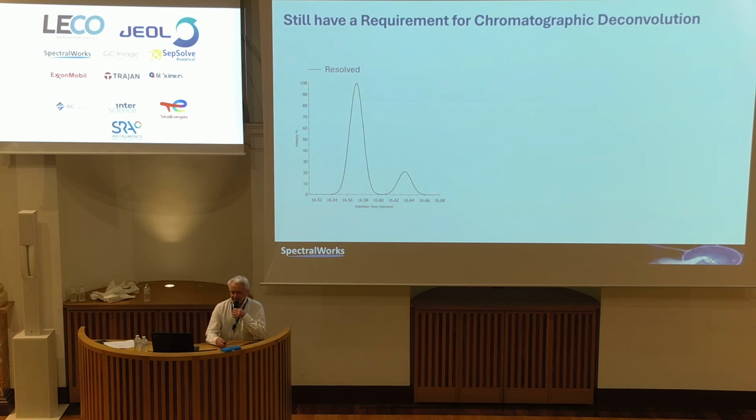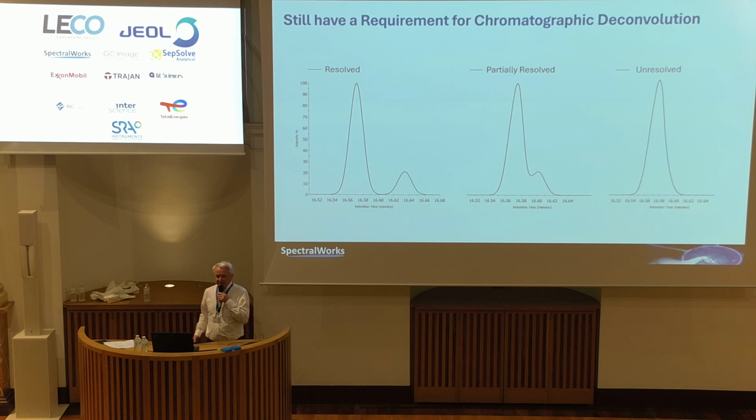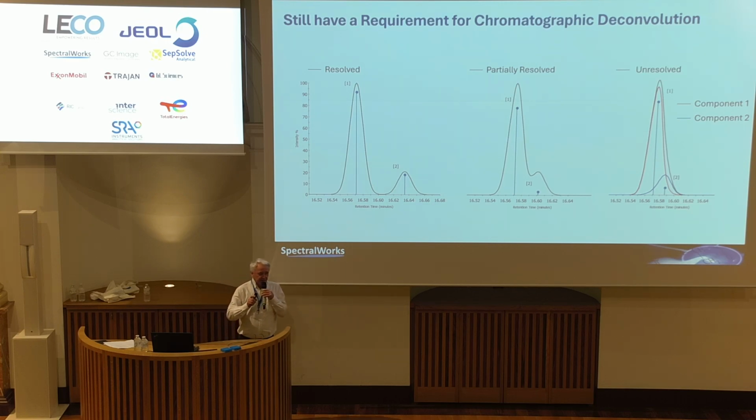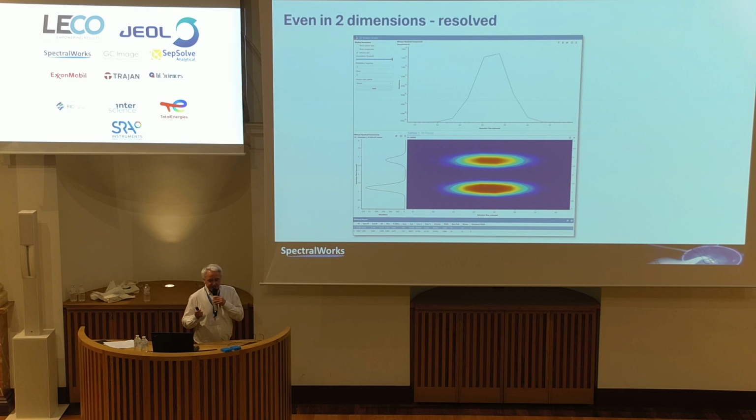In one dimension, you've got resolved components, partially resolved, and unresolved. If we've got the mass data, we can do the resolved and partially resolved. If we have the mass data, we can actually resolve components that are very closely eluting. We can sometimes do it with them absolutely co-eluting, but that would depend on the peak shape, start and end that we're able to determine. Same thing happens in 2 dimensions.